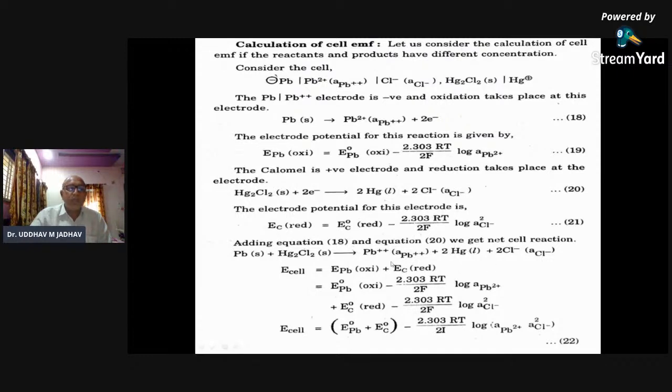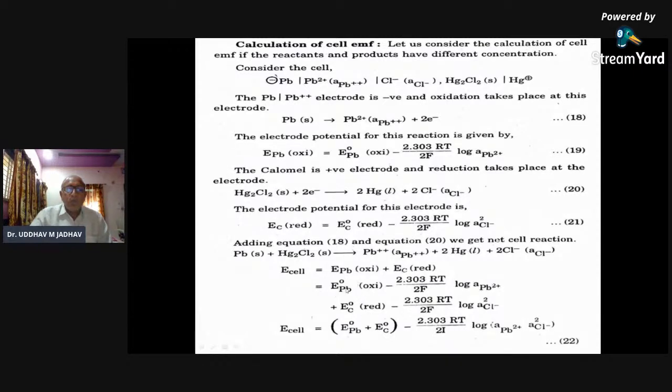This is nothing but the net cell reaction or total cell reaction. Since we have added the electrode reactions, the EMF of the cell is the sum of the oxidation potential minus the reduction potential. The equation for oxidation potential is this, the equation for reduction potential is this, and therefore we are going to make the sum.